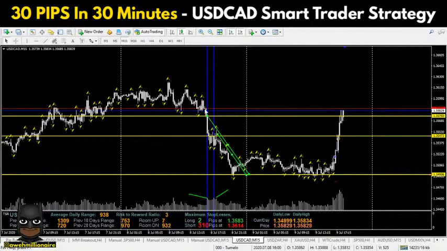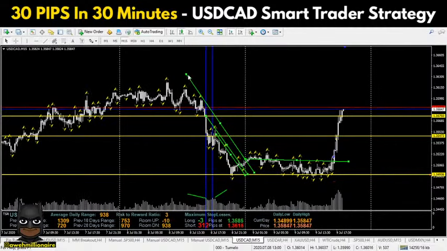Price came down to test the demand level. Price actually started to consolidate around this demand level, and we know what the smart money was thinking. We also know what the dumb retail traders are thinking. They see price has been pushing down for the past day and a half, so they want to be selling. The banks are inducing the retail amateur traders to be selling because they want to be buying, so they can take the opposite side of the trade.